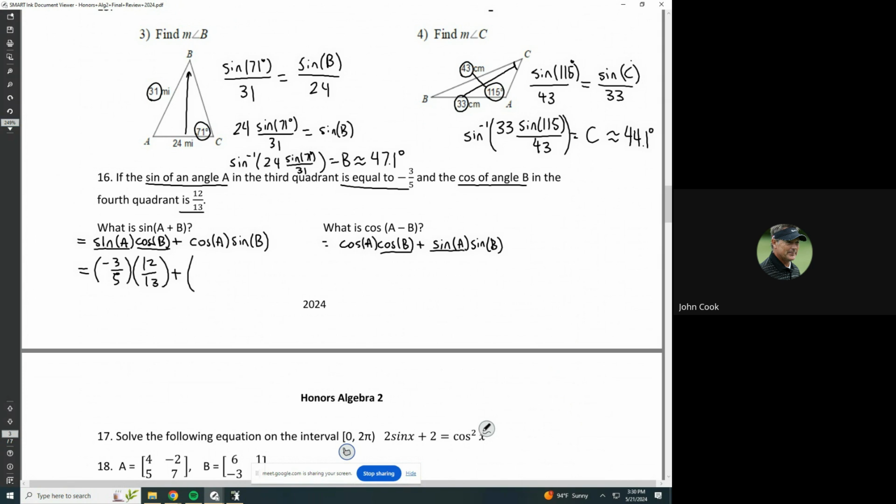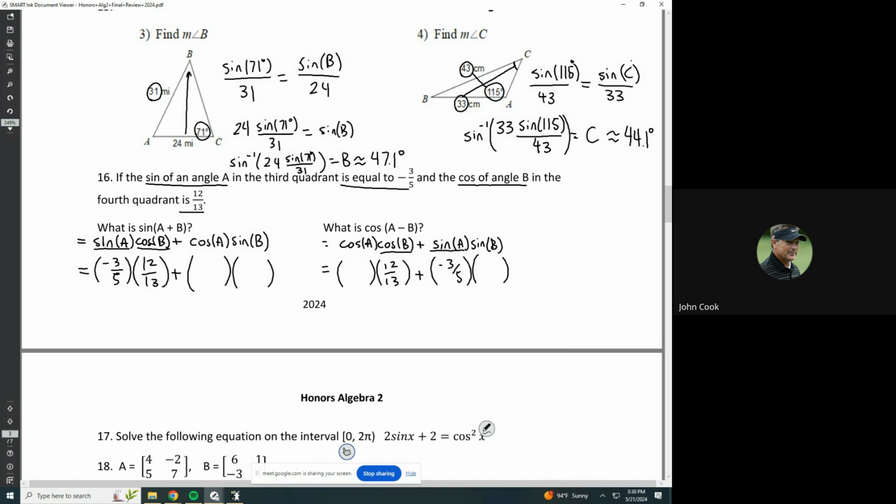Then we've got to find two more ratios, the cosine of A and the sine of B. And we're going to be able to find that really shortly. Same thing here: we don't know what cosine of A is, but we do know cosine of B is going to be equal to 12/13. And the sine of A, that's negative 3/5. And the sine of B, we don't know yet, so we're going to have to find that in a second.